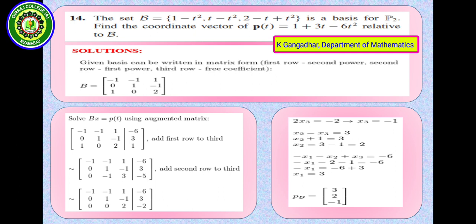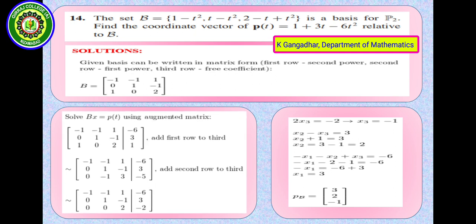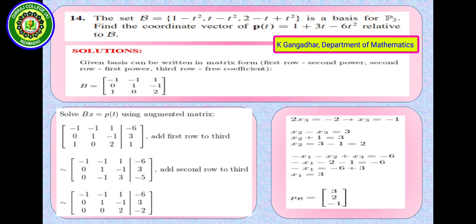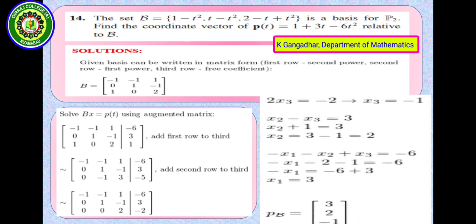So here the matrix is [-1 -1 1 -6; 0 1 -1 3; 0 0 2 -2]. Again we write the equations. So those equations are 2x3 equal to -2. Next one, x2 - x3 equal to 3, x2 + 1 equal to 3, x2 equal to 2. We get -x1 - x2 + x3 equal to -6.